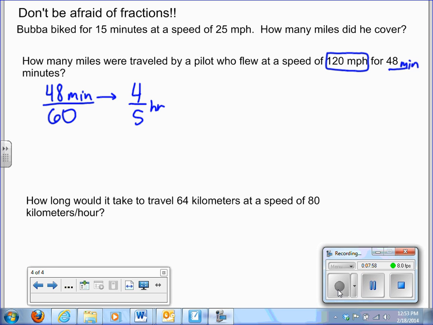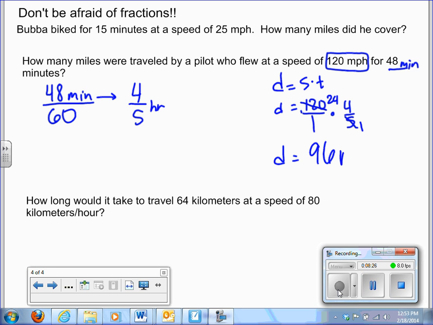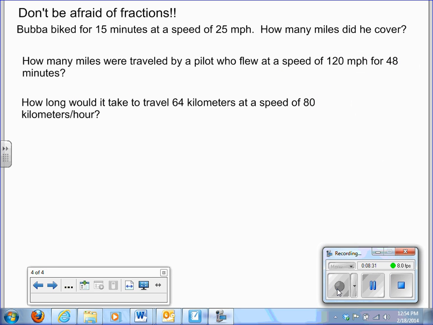Okay, so how many miles? Distance equals speed times time, just like before. 120 goes over 1 times 4/5 of an hour. I can simplify. 5 becomes 1. Who knows what 120 would become? 24. Okay, 24 times 4. When we multiply by 4, we think double, double. Anybody, Sanjeev? 96, and we are working with miles.